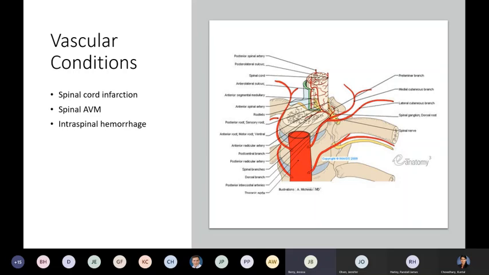All right, we're going to move out of tumors into vascular conditions. Before we talk about the main vascular conditions affecting the spinal cord, infarct, AVMs, and hemorrhage, I just need to briefly review the blood supply to the cord.